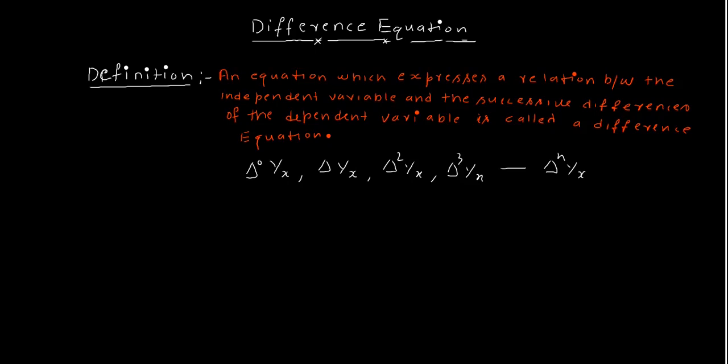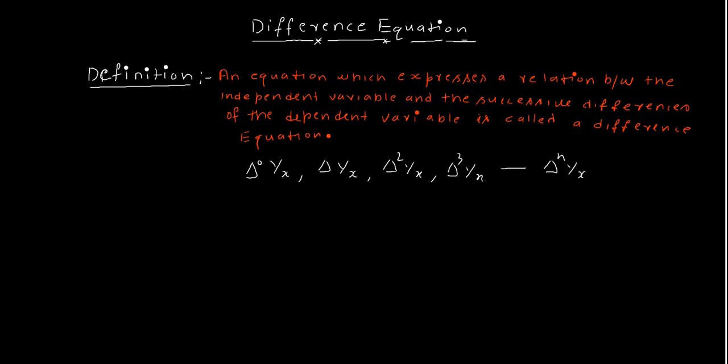So what is the definition? A difference equation is an equation which expresses the relation between the independent variable, here x, and the successive differences of the dependent variable. The dependent variable is y, and the successive differences are del yx, del 2 yx, del 3 yx, del 4 yx, up to del n yx. So it is a relation between x and the successive differences of the dependent variable.